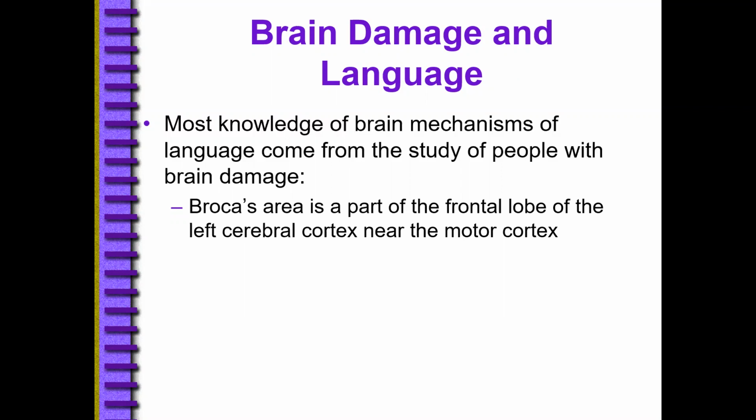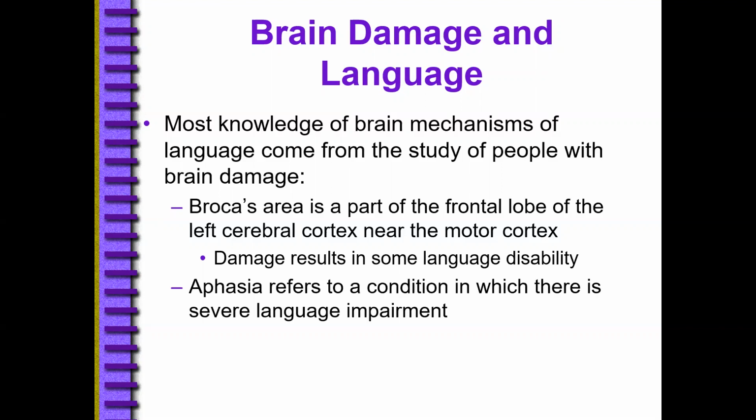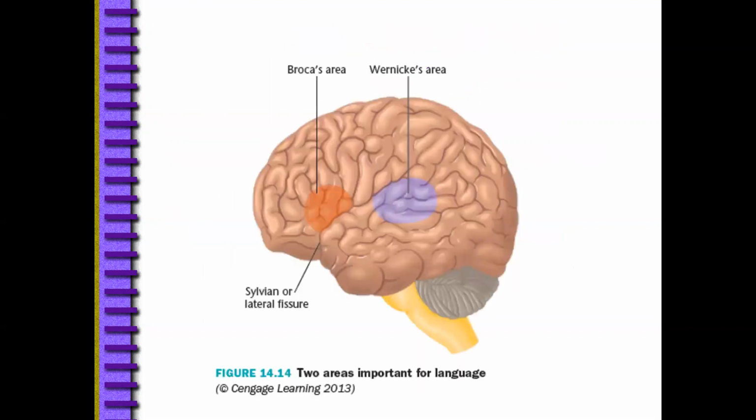Broca's area, if you don't remember, is in the frontal lobe, left cerebral cortex, near the motor cortex. When there is some damage to Broca's area, there can be some impairment with language, especially with speech production. Aphasia indicates that there are some impairments in language. So we can see Broca's area, and we're going to talk again about Wernicke's area. They're both important for language in different ways.